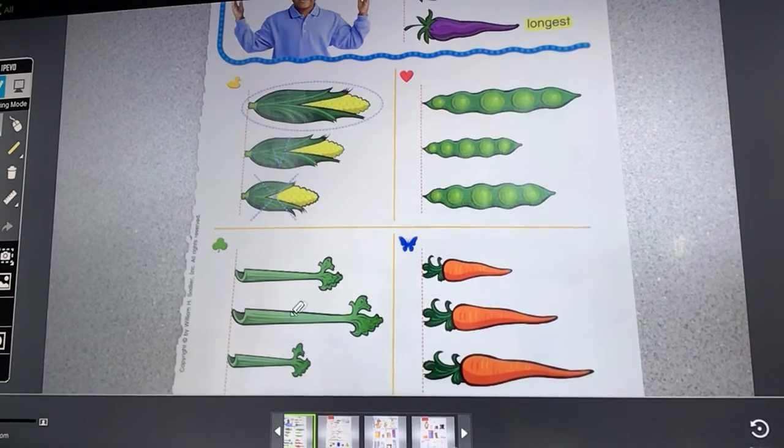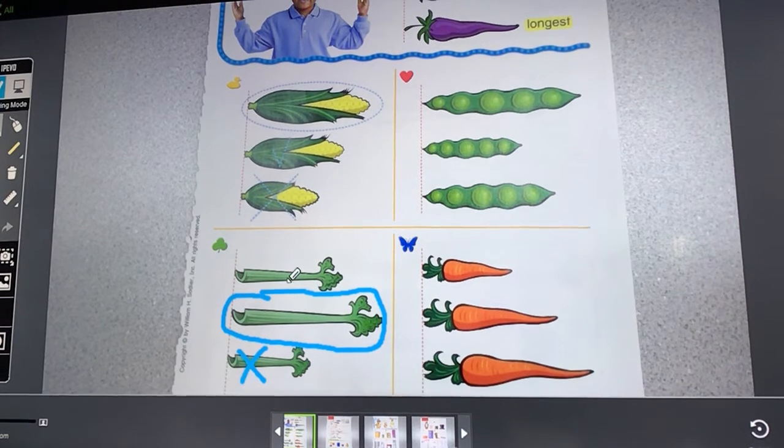Now we have celery in the green clover. Which one is the longest? Good, the one in the middle. Put a circle around that one. Which one is the shortest? The one at the bottom. X it off. That means this one gets a check mark because it's somewhere in between. It's not the longest, it's not the shortest.